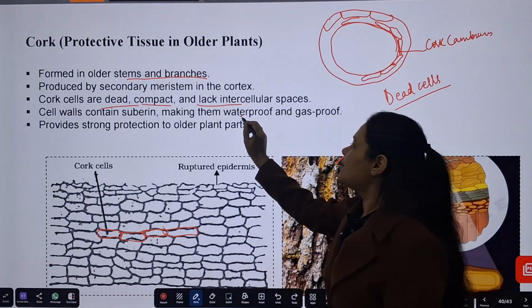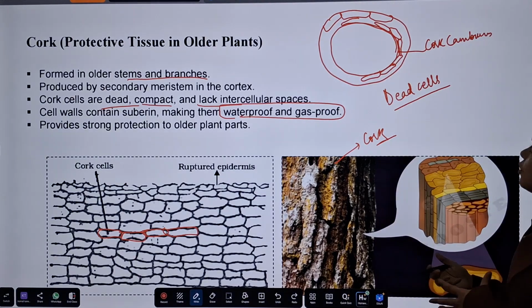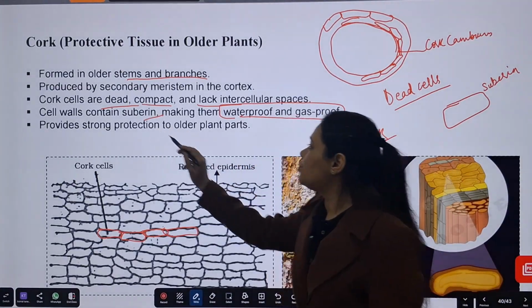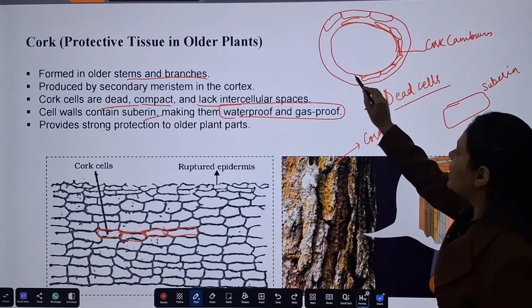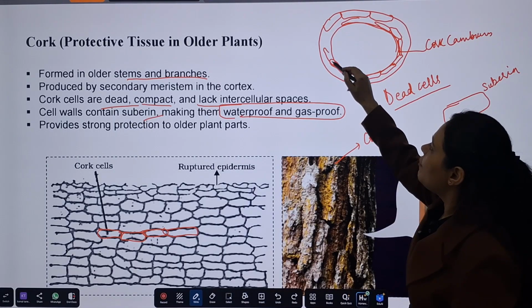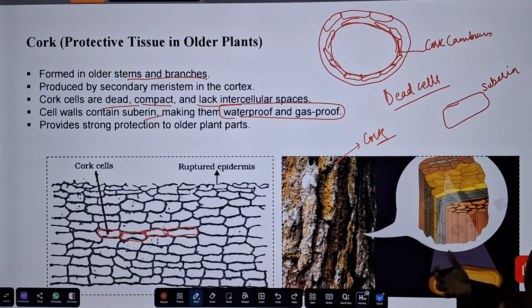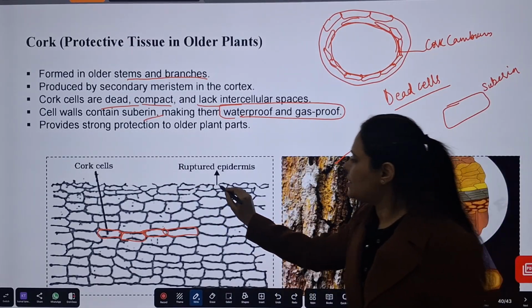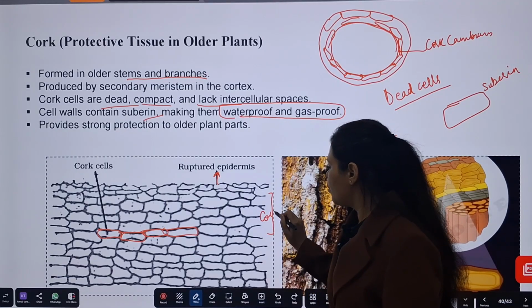water and gas proof. They do not allow water or gas to pass through because these cells have thickenings of suberin over them. They have suberin thickenings, so that makes them waterproof and gas proof. So cork cambium keeps on cutting off multiple layers of cork, as a result of which, because of the pressure, the epidermis in the older stems gets ruptured. So this is the ruptured epidermis because of the multiple layers of cork cells.